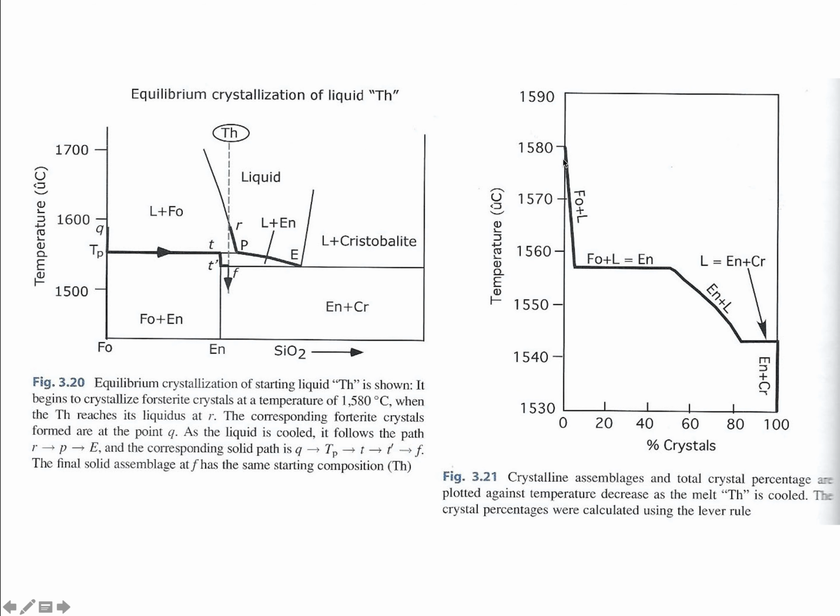We are starting here going down from 1580 degrees Celsius. Here we have the percentage of crystals which we are forming. We are forming forsterite, so we have forsterite plus liquid, and forming enstatite, so we have enstatite plus liquid, and then at the end we are forming enstatite plus cristobalite crystals. And these crystals from the beginning have already been removed from our melt, sitting now in a residual rock.